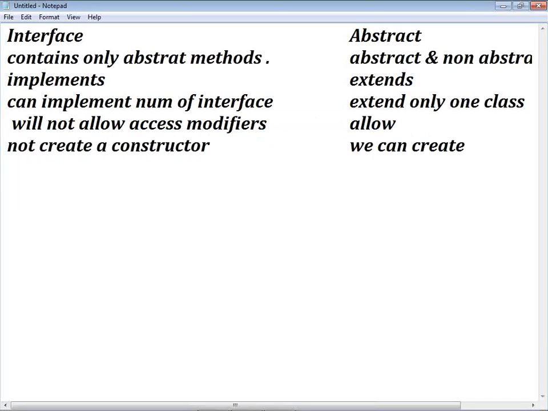This is with respect to methods. Next thing is with respect to variables. Can we declare a variable in the interface? We can declare it, but the variable should be initialized.